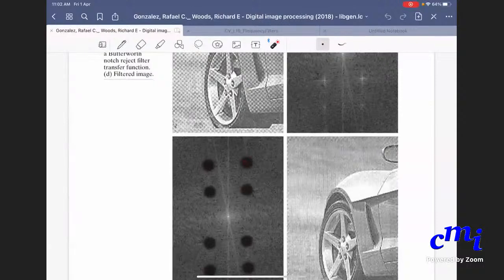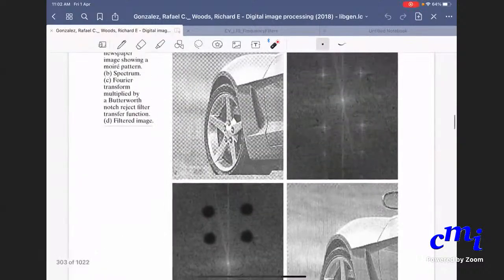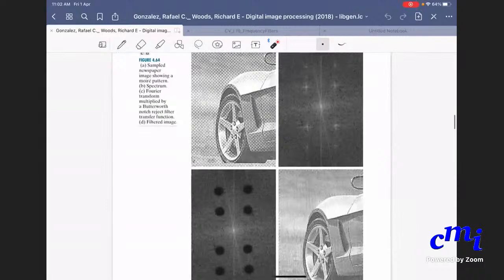Okay, so these frequencies are blocked out, which means we are trying to block out these high transitions between low and high intensities in the image. And that sort of removes or blurs the effect of this Moiré pattern. So this is one way in which notch filtering is used. You can remove Moiré patterns using notch filtering in this way.